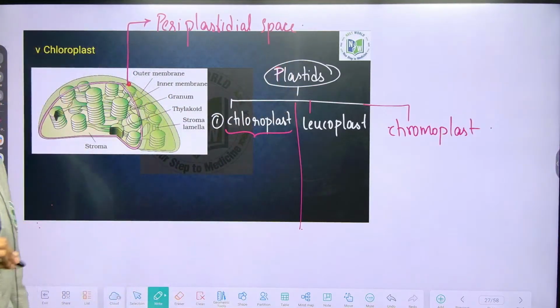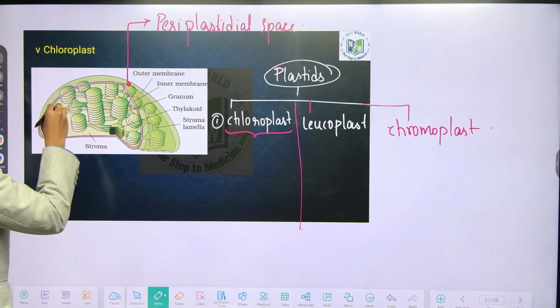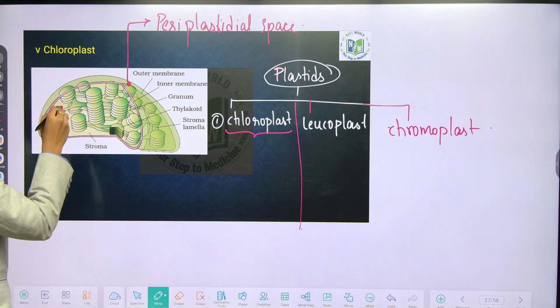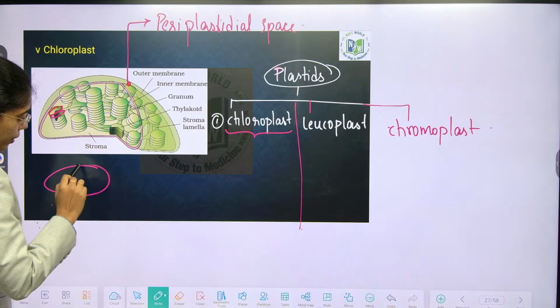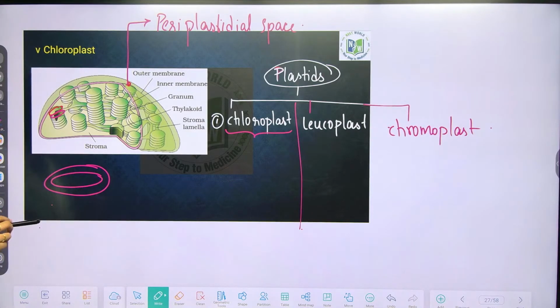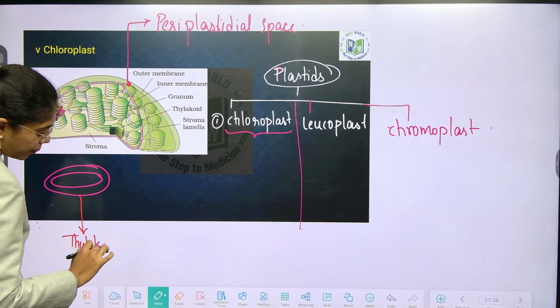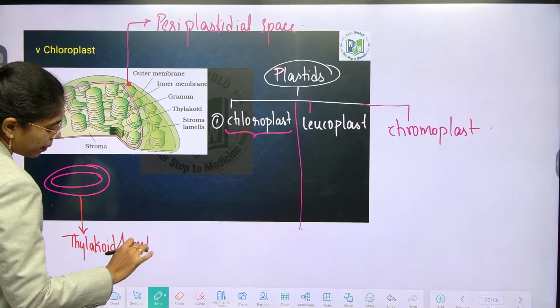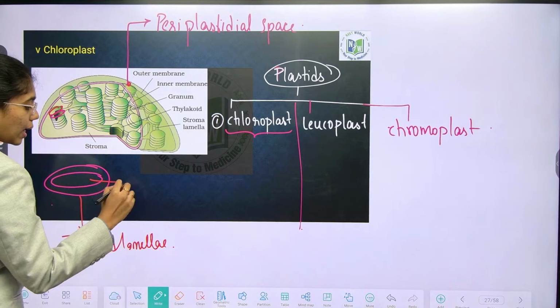And the matrix of chloroplast consists of what? Stroma. The fluid of chloroplast is stroma. Here you have stacks of sac-like structures. Single membranous sac-like structures are known as thylakoids. The thylakoid membrane is also known as thylakoid lamellae, or the third membrane system of the chloroplast. At the center you have the thylakoid lumen.